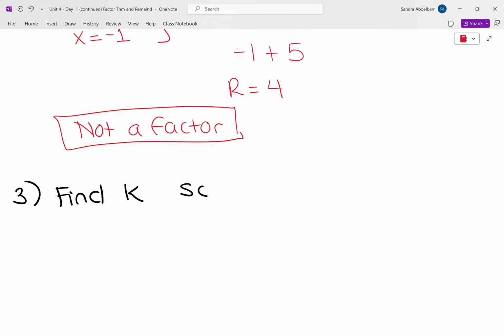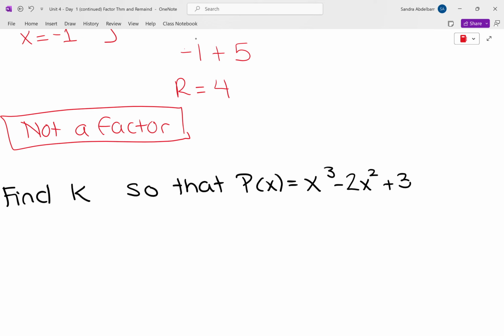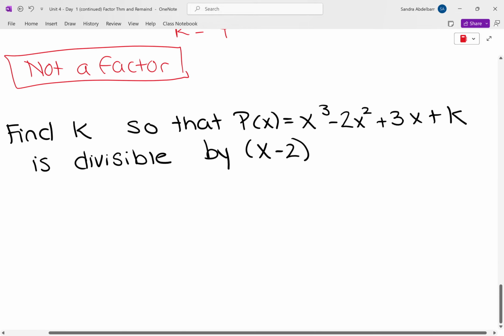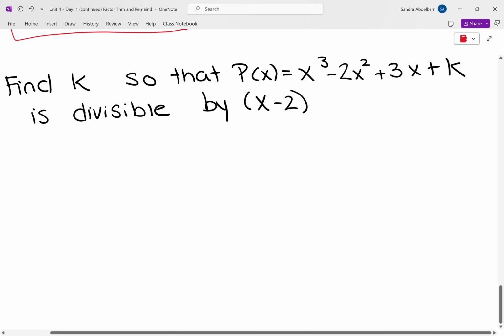Okay, so now we're going to find k so that p of x is equal to x to the third minus 2x squared plus 3x plus k is divisible by x minus 2. So notice how I keep changing all the wording. Every problem I've almost worded differently.